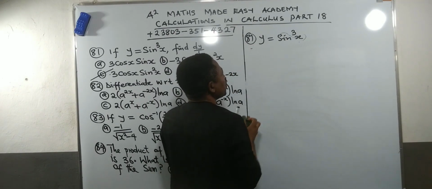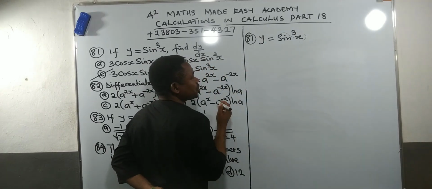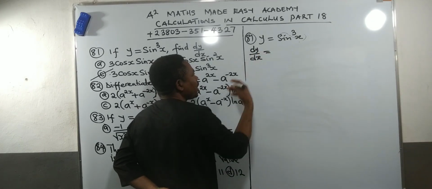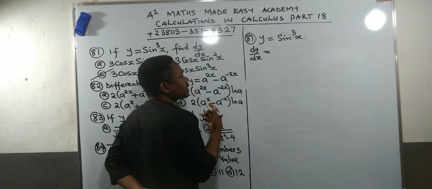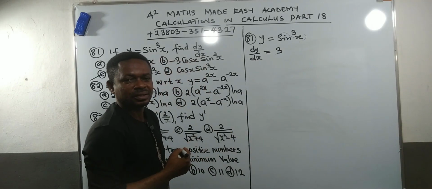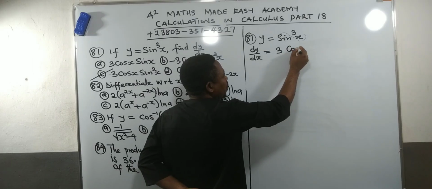Now if I'm using shortcuts, what you should do is differentiate y with respect to x. It will give you dy over dx. Now look at the secret. The secret first is to consider the power. What is the power? 3. Are you with me? Now the second thing is to differentiate sine x. It will give you cos what?